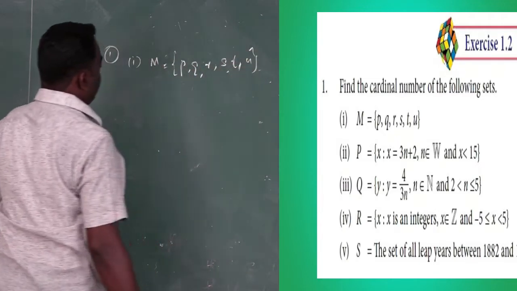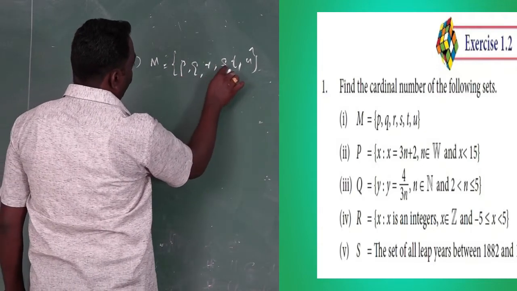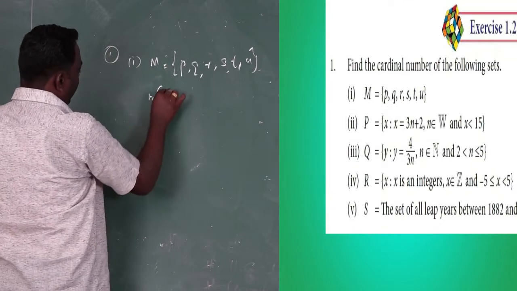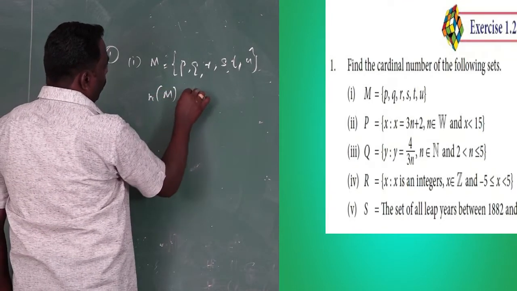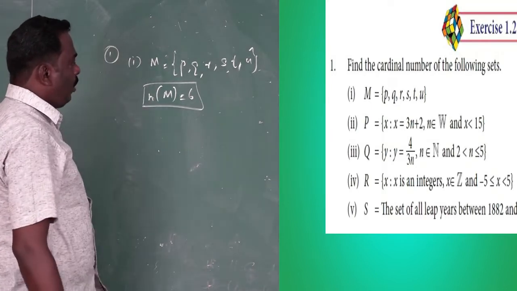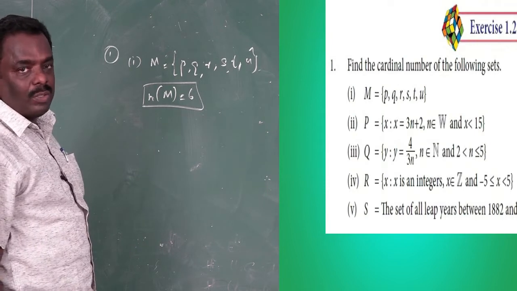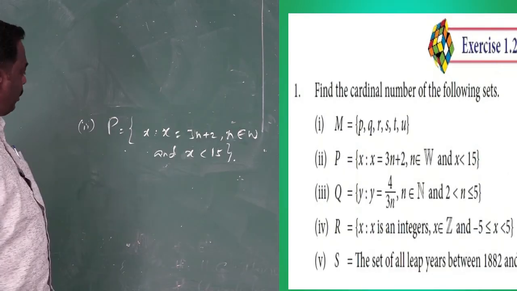In the set M, how many elements are there? 1, 2, 3, 4, 5, 6. Therefore n(M) = 6 elements. Therefore the cardinal number of M is 6, that is n(M) = 6. That is the first question. Okay, move to the next, the second question.